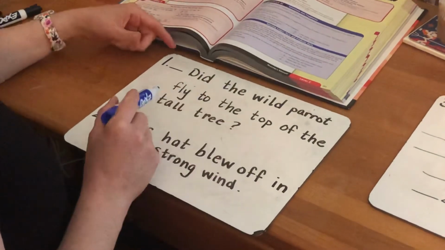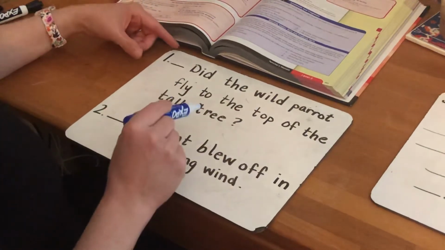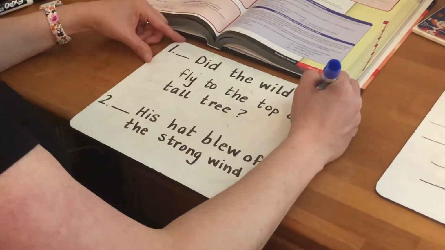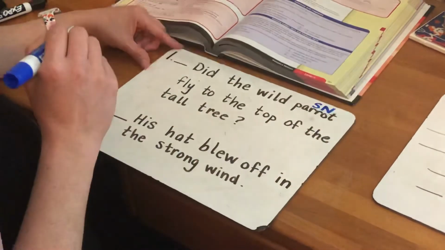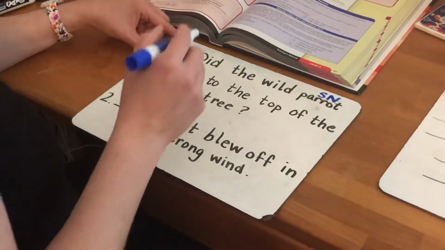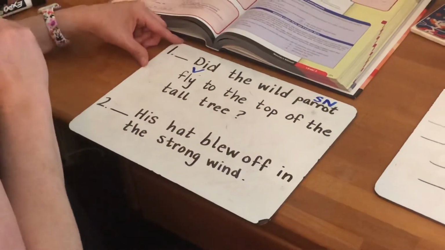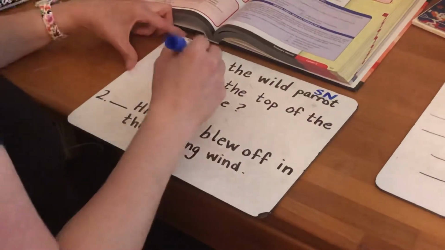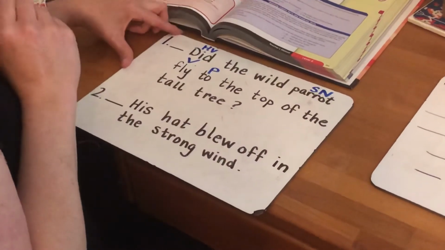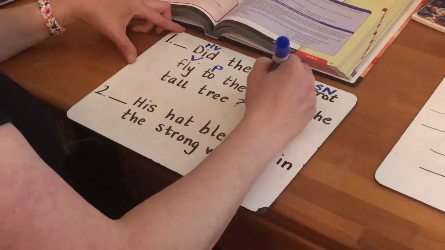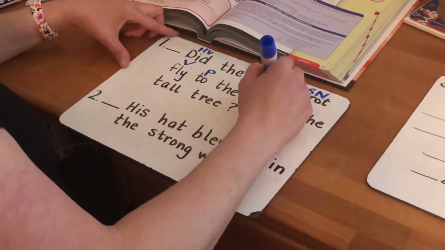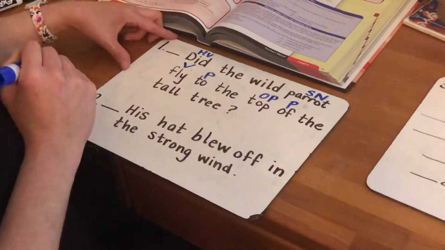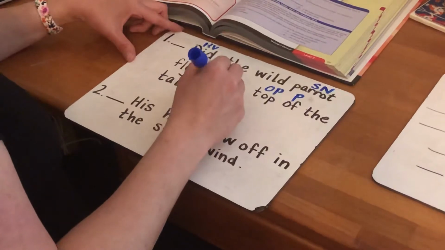Did the wild parrot fly to the top of the tall tree? What did fly to the top of the tall tree? Parrot. Subject noun. What is being said about parrot? Parrot did fly. Verb. Did is our helping verb. To is our preposition. To what? Top. Object of the preposition. Of is another preposition. Of what? Tree. Object of the preposition.